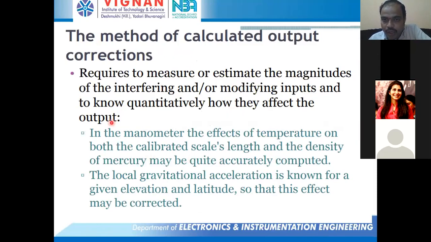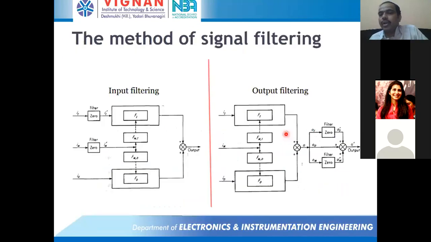What is the meaning of this? How actually temperature has an effect on the level of the mercury. For every 10 degrees centigrade or 1 degree centigrade, 1 mm or 0.1 mm changes. If we know that effect, we can estimate it, and from whatever output we get from the calculations, by subtracting that, we get the exact result. In that way also we can eliminate the effect of temperature, or interfering or modifying inputs.